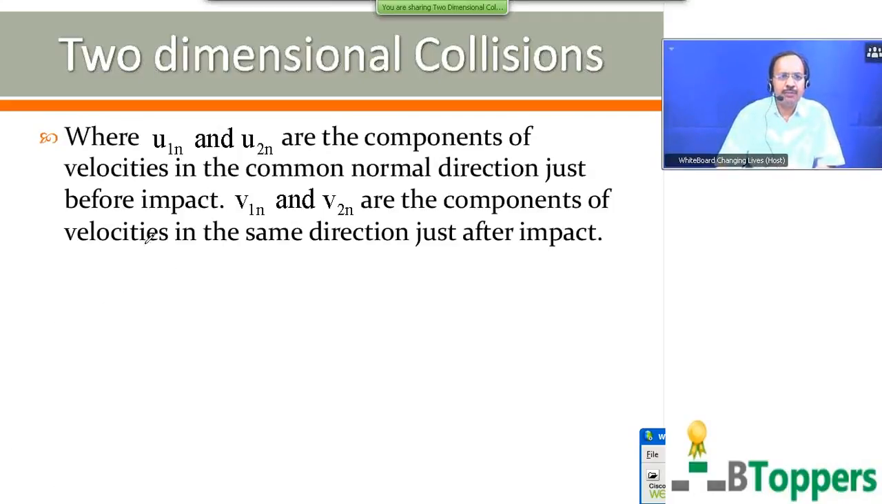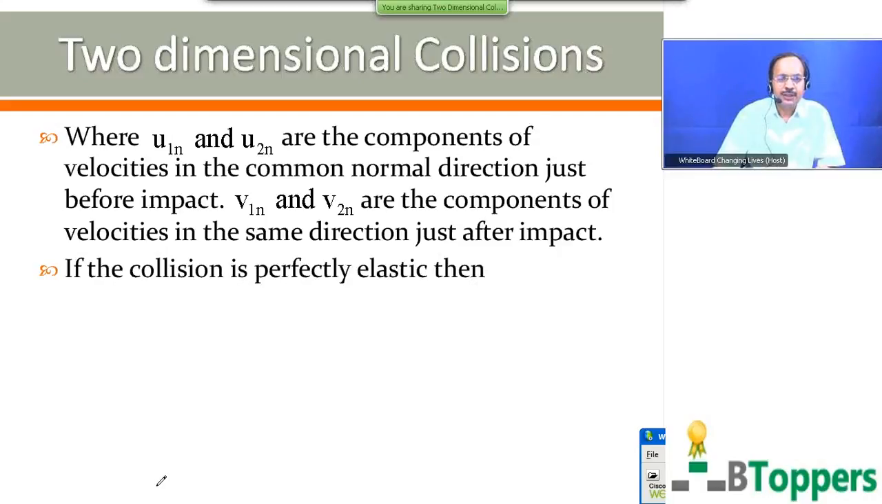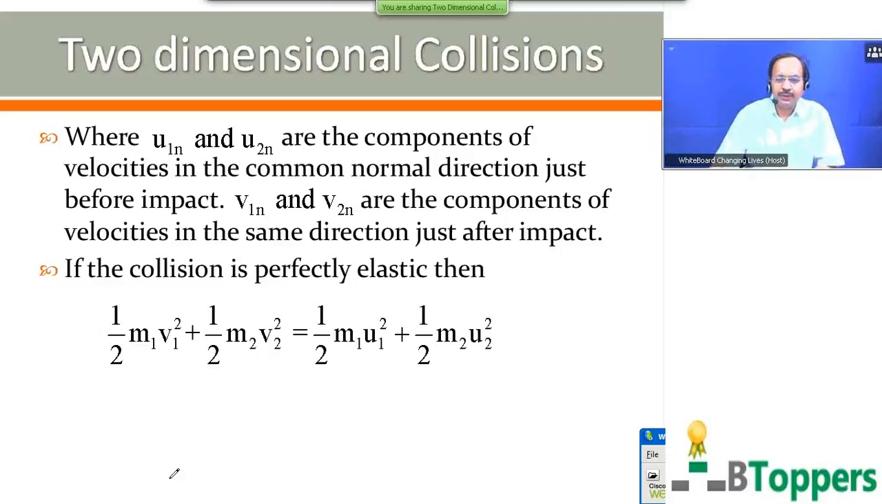Where u1n and u2n are the components of velocities in the common normal direction just before impact. V1n and v2n are the components of velocities in the same direction just after impact. A two-dimensional collision may be elastic or inelastic. If the collision is perfectly elastic, you can write the total kinetic energy of the two colliding masses just after collision to be the same as the total kinetic energy just before collision. The total kinetic energy just before collision will be half m1 u1 square plus half m2 u2 square. The total kinetic energy just after collision, you can write half m1 v1 square plus half m2 v2 square.